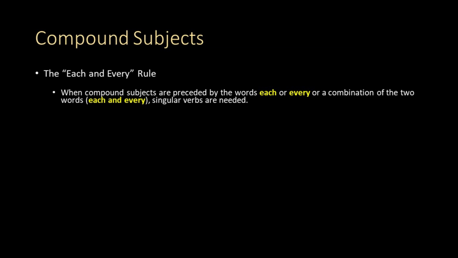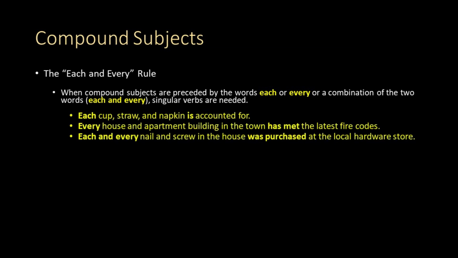Each and every refer to the individual members of a defined set viewed singularly, as they do here. Each cup, straw, and napkin is accounted for. Every house and apartment building in the town has met the latest fire codes. Each and every nail and screw in the house was purchased at the local hardware store. The determiners each and every, when added to nouns, can create an illusion of plurality. That is, they can give the impression that the speaker or writer is referring to more than one of something. In truth, however, they refer to an individual member of a set consisting of multiple members.